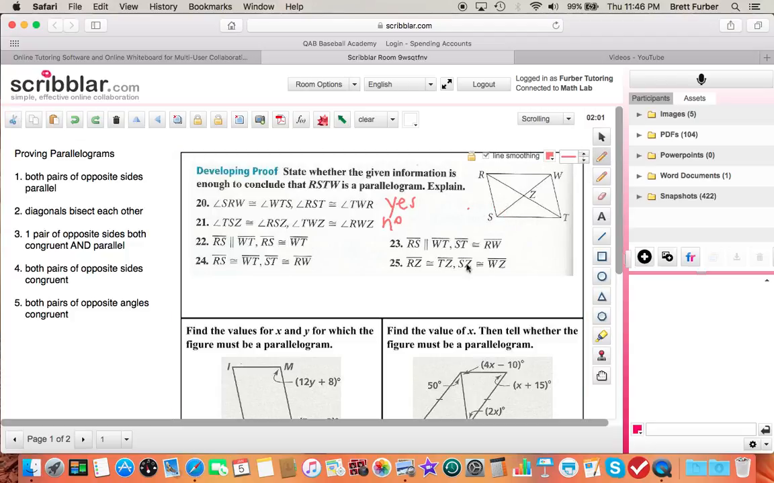Okay, number 22. RS and WT are congruent. Those are sides. RS, WT. And, oh, I'm sorry, that wasn't congruent, that was parallel. So these sides are parallel to each other. RS is parallel to WT, and RS is congruent to WT. So we have a pair of sides that are parallel, and those same sides are congruent. That's going to be number 3. One pair of opposite sides, both congruent and parallel. So yes, that would make a parallelogram.